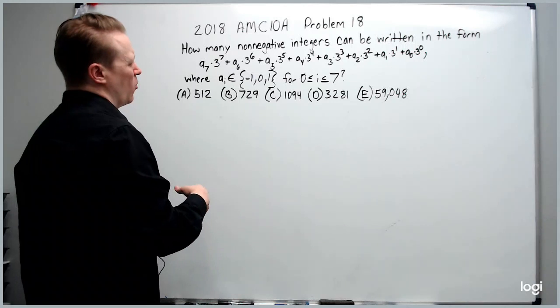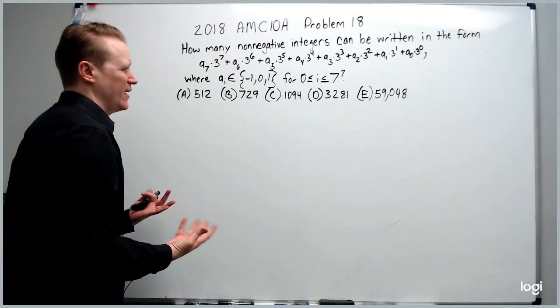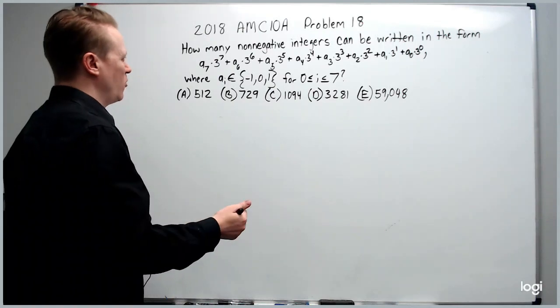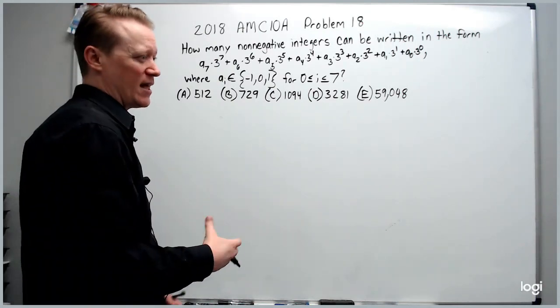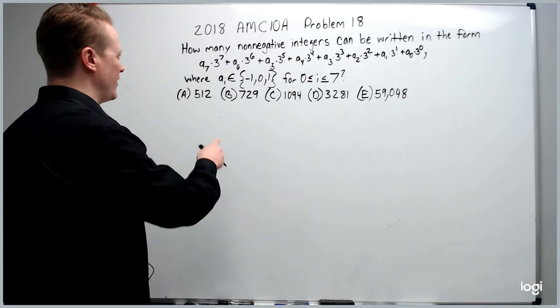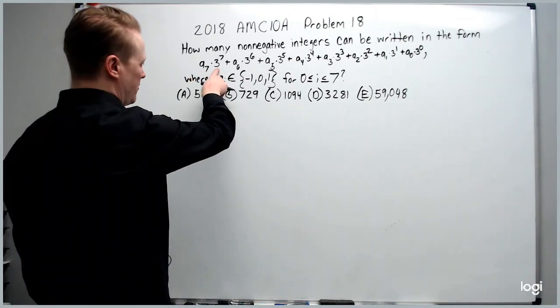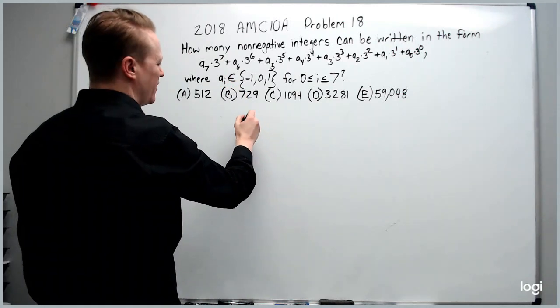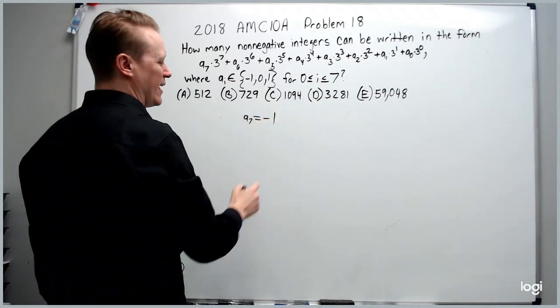So where do we begin? It can feel like, again, a problem we've never seen something quite like before. Just start wherever you can. Just play the what if game. What if a sub 7, it's going to be the most powerful one on here because it's at 3 to the 7th. What if a sub 7 equals negative 1?